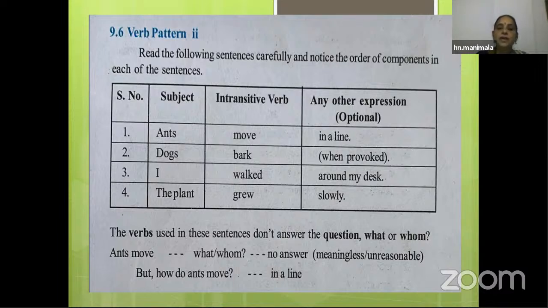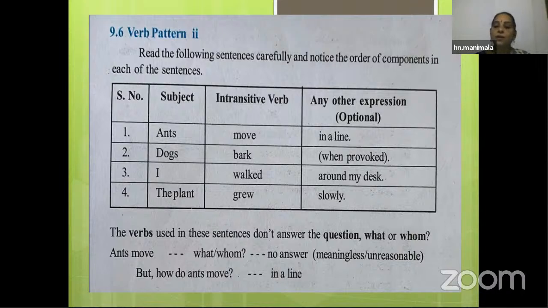Ants move in a line, dogs bark when provoked. See here what is given: subject, intransitive verb, and any other expression, not the object. Sometimes even that is optional. For example, birds fly, I say. There is no need to give the object even. It is intransitive, so you have to use it in such a way that it won't need any object. So ants move in a line, dogs bark when provoked. That is only given as optional, it is not needed.